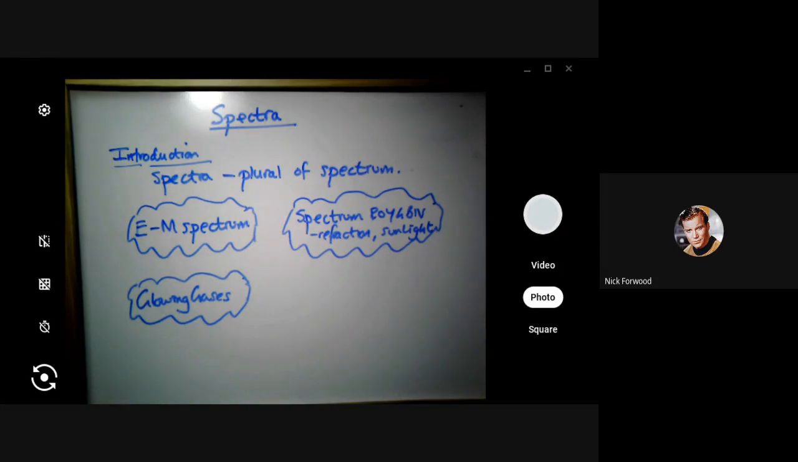So I think spectra should probably take about a week. May not take quite as long as that. We'll have to see how we go. Right, so let's start. What are spectra?